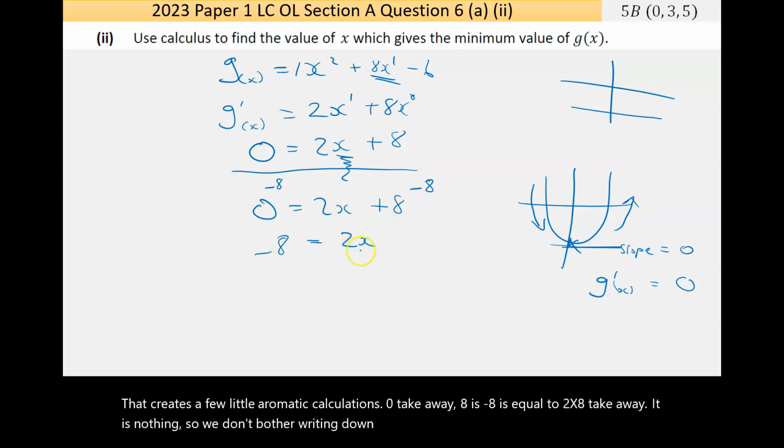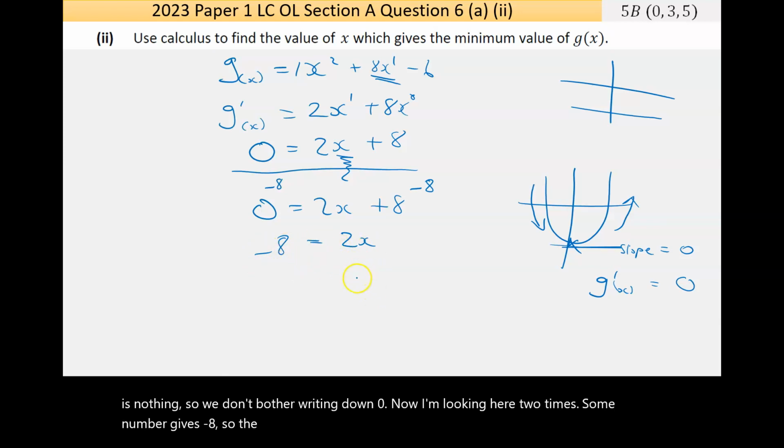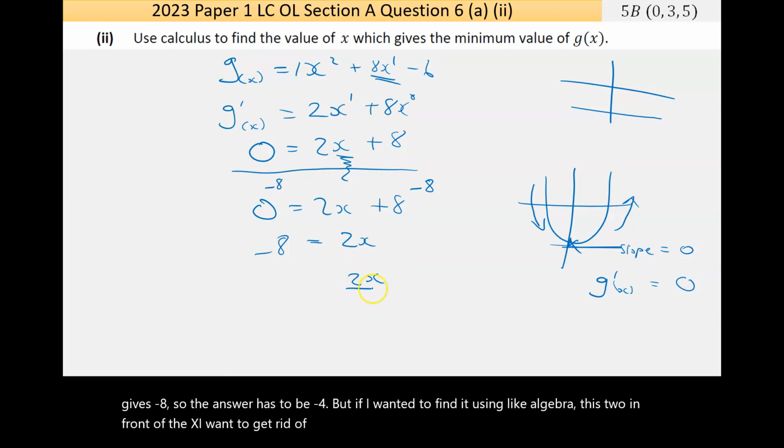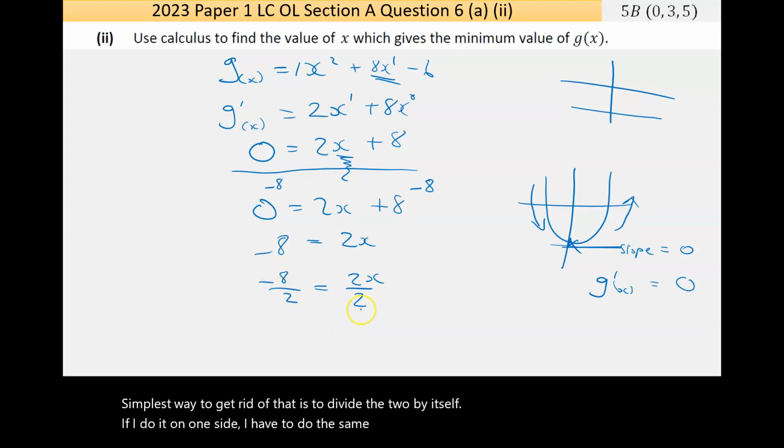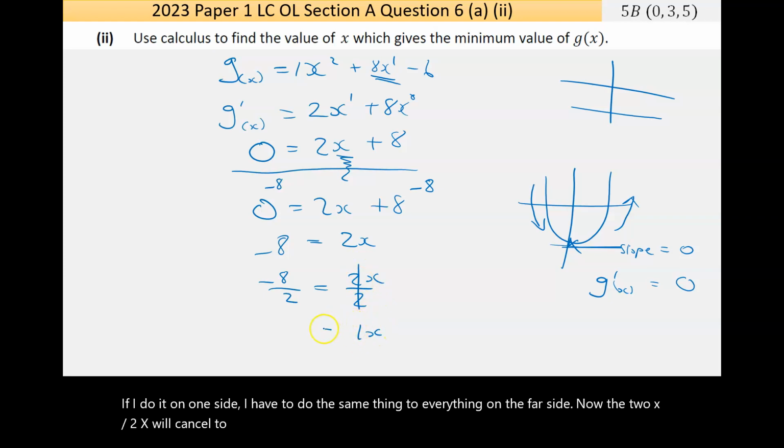Now I'm looking here, 2 times some number gives -8. So the answer has to be -4. But if I wanted to find it using algebra, this 2 in front of the x, I want to get rid of it. Simplest way to get rid of that is to divide the 2 by itself. If I do it on one side, I have to do the same thing to everything on the far side. Now the 2x divided by 2 will cancel to give 1x, which is equal to minus divided by plus is a minus, 8 divided by 2 is 4. And that's it. That's the value of x.